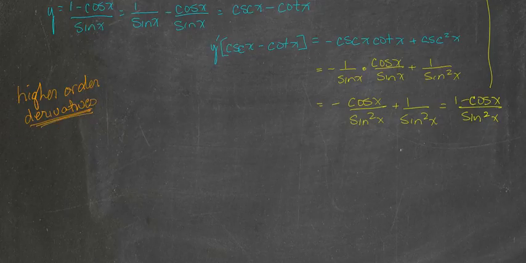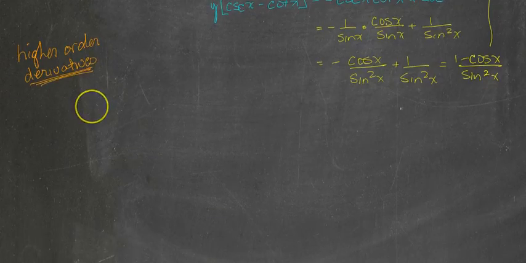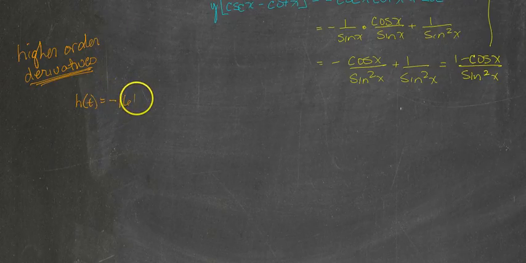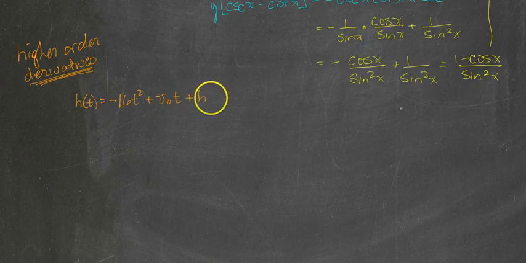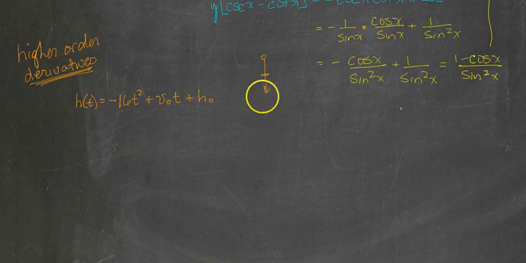All right, so I'm going to use the position function to do that. We have the height of an object at a given time is equal to negative 16, and this is in meters per second, t squared plus the initial velocity times t plus the initial height. So this would be the position of an object falling under the force of gravity. How high is it from the ground at any given time?